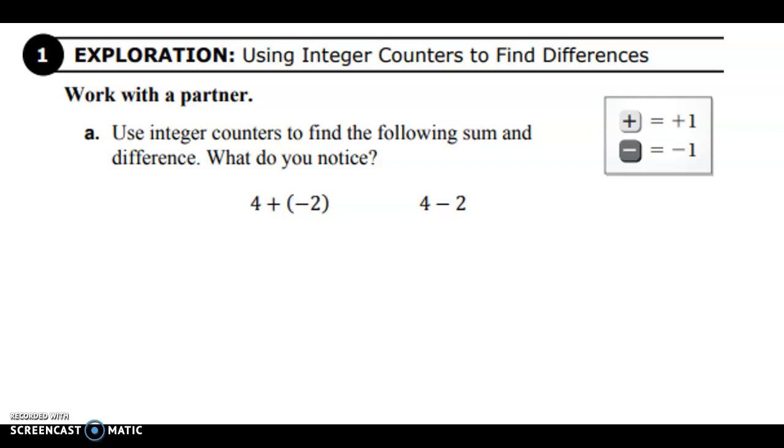Alright, today we are going to end up using integer counters again. So we'll have to get on to big ideas, and I'll show you where those are again. And we're going to use them to do subtraction. So I'm going to remind you how to do it with addition, and then we'll do it with subtraction. So let me get us to big ideas.